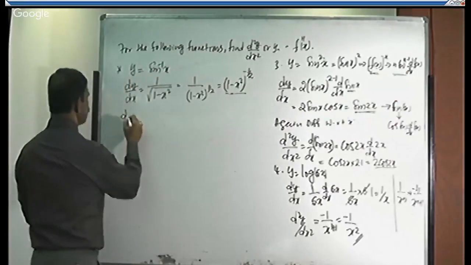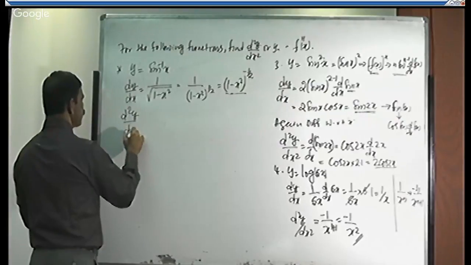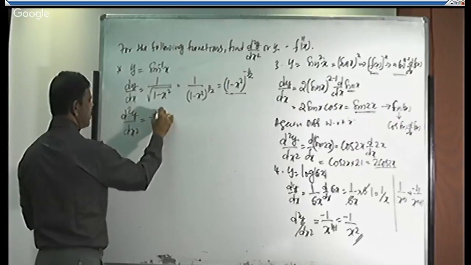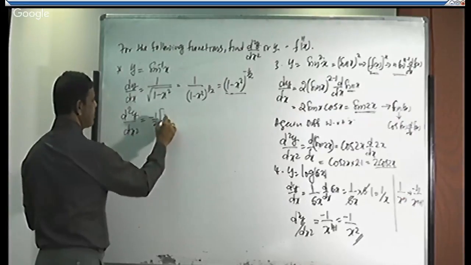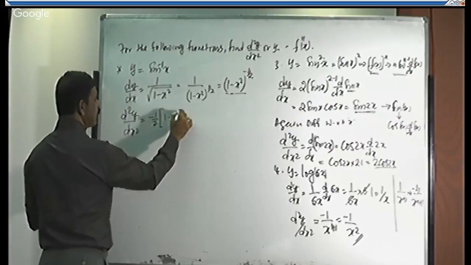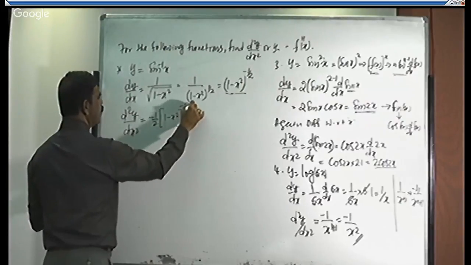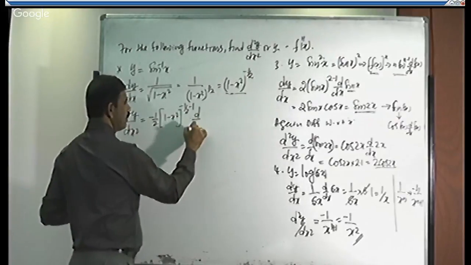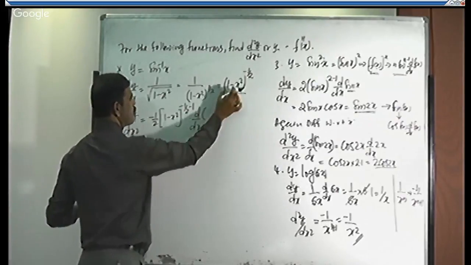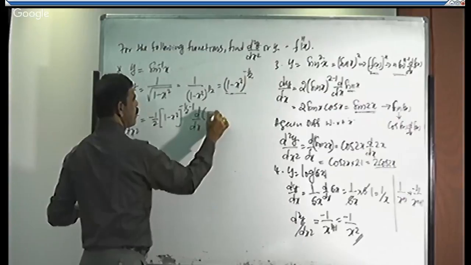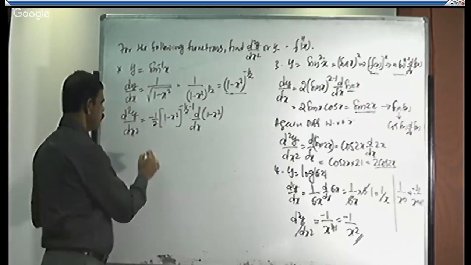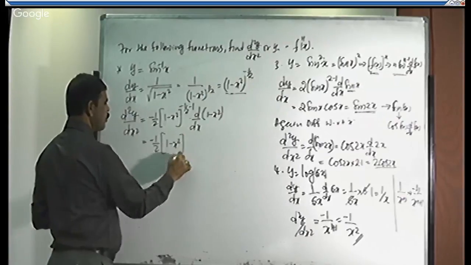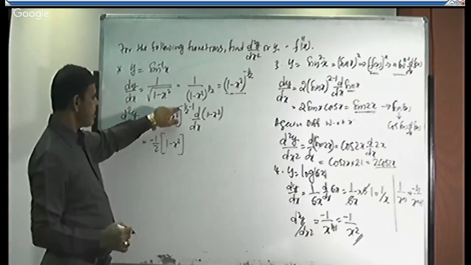So according to that, d square y by dx square is equal to n. What is n? Minus 1 by 2 into function. What is function? 1 minus x square to the power of minus 1 by 2, that is n minus 1, into d by dx of function. What is function? It is 1 minus x square. So it is minus 1 by 2 into 1 minus x square to the power of minus 1 by 2 minus 1.